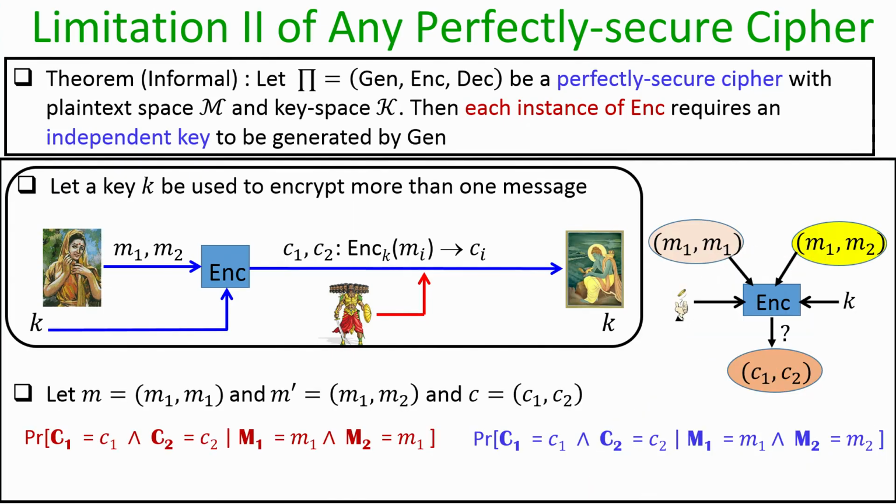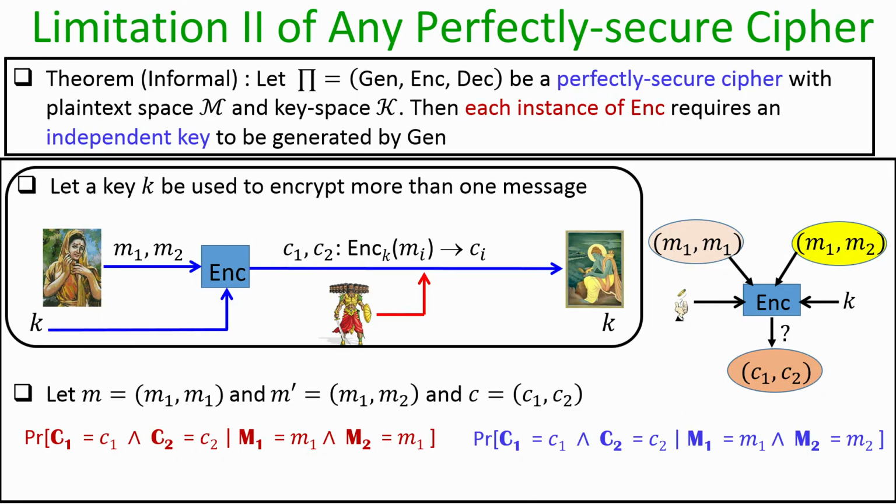As per the requirement of perfect secrecy, if the adversary has obtained the sequence of ciphertexts C1 and C2, and if the adversary has prior information that the two sequences of messages which could have been encrypted into C1 C2 could be either M1 comma M1 or M1 comma M2, then the requirement of perfect secrecy is that with equal probability the ciphertext sequence C1 comma C2 should be an encryption of M1 comma M1, as well as it should be a potential encryption of M1 comma M2.